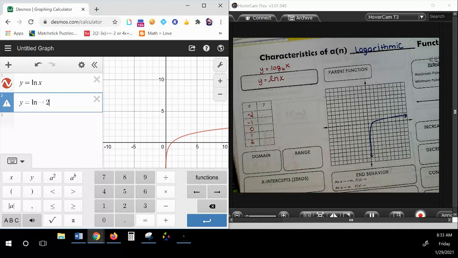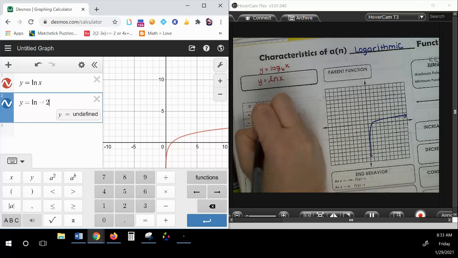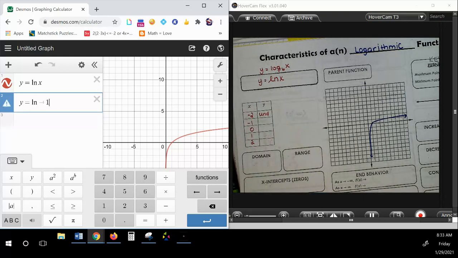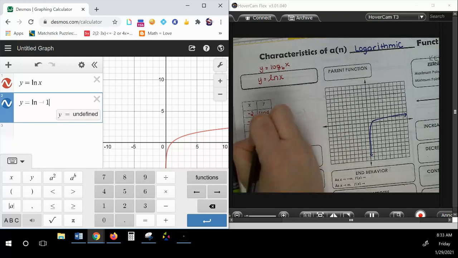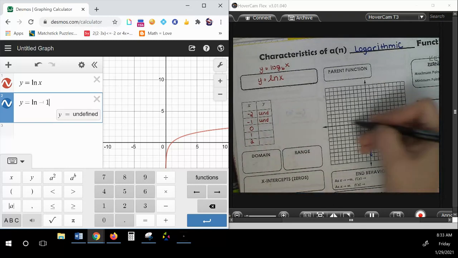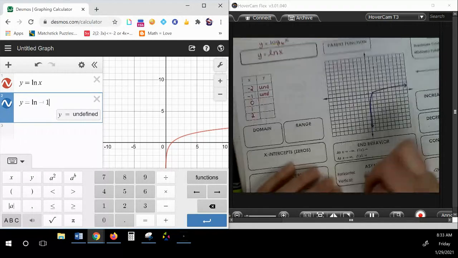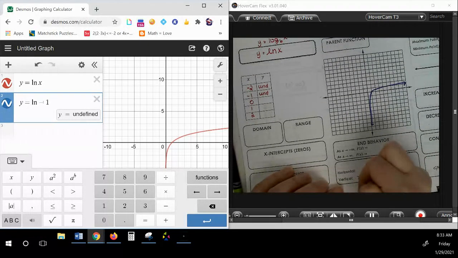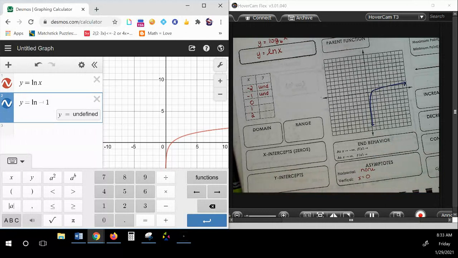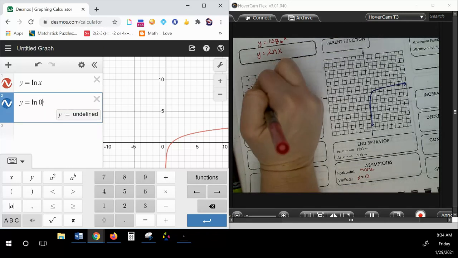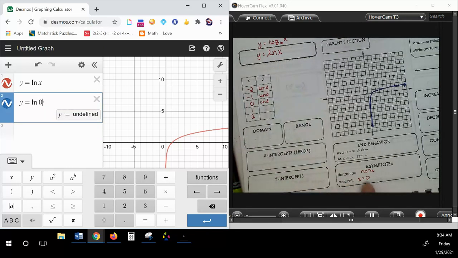ln of negative 2 is undefined. ln of negative 1 is undefined, which makes sense because you can see that there are no points over here. There's a vertical asymptote, and we can write that here at x equals 0. No horizontal asymptote. So that's why we have nothing there. ln of 0 is also undefined because we never reach 0. That's where the asymptote is.